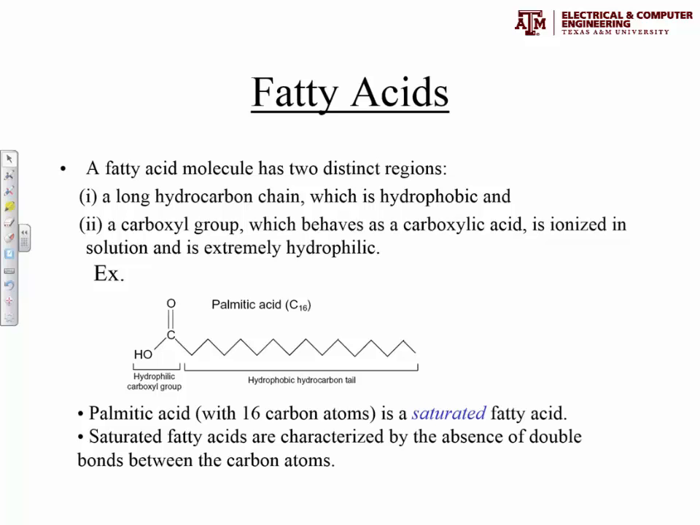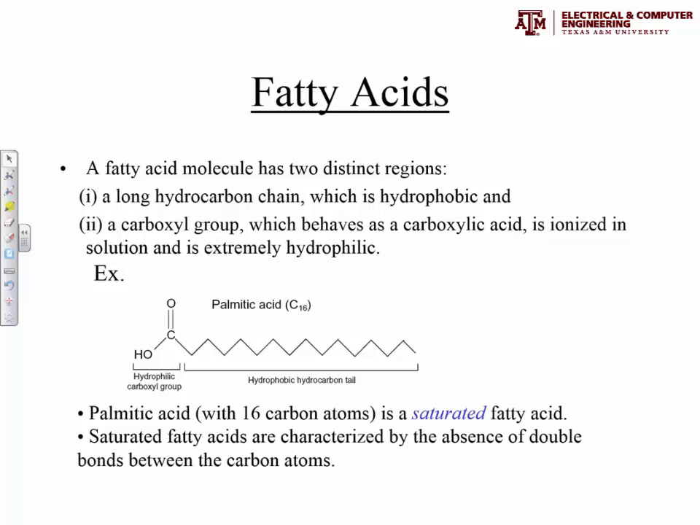So a fatty acid molecule has got two distinct regions. It'll have a long hydrocarbon tail. Like here, this is carbon, carbon, carbon, and hydrogens attached all over. So this is a hydrocarbon. We know that hydrocarbon is hydrophobic, because carbon and hydrogen attract electrons in a covalent bond to the same degree. So there's no charge distribution. So this thing will hate water. It will not interact with water.